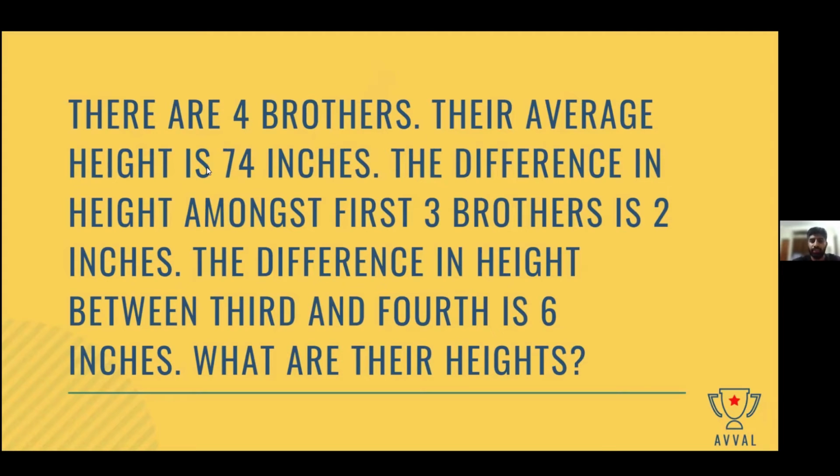So 4X equals 280 and X equals 280 by 4, which is 70. So X is 70 and X was the height of Amar. So Amar is 70 inches tall, Akbar is 72, Anthony would be 72 plus 2, 74, and Aman would be 74 plus 6, that is 80. So the right answer is 70, 72, 74, and 80.